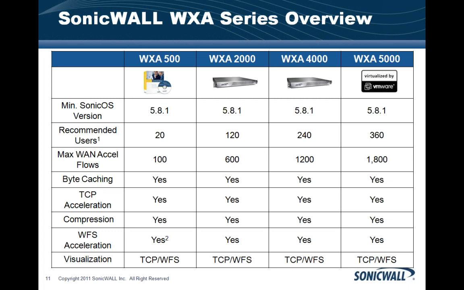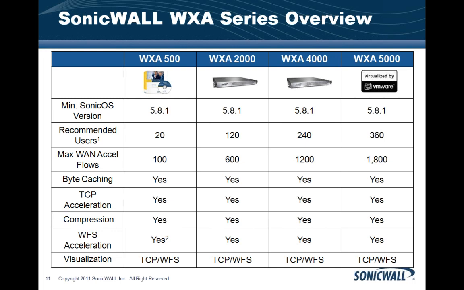So if you look at the chart, and again, I'm not going to go through the entire thing, all of this is in the data sheets and information on our website. The concept is for a lower end network where you're running TZ or lower end NSAs, you might want to look at a WXA 500. When you're looking at some of the mid-level NSA products, maybe the WXA 2000 and 4000, and for some of the higher end, you may want to look at the virtual appliance.